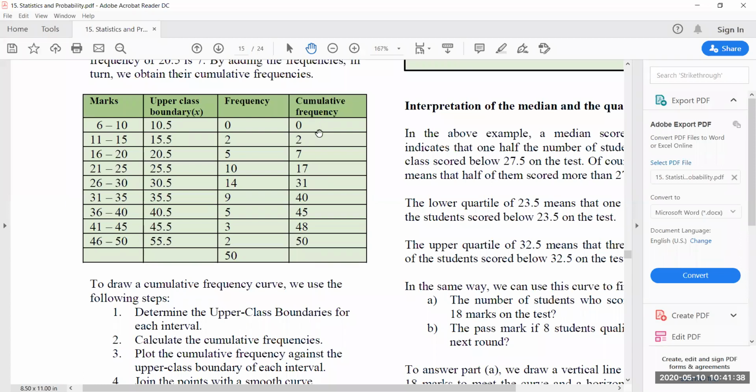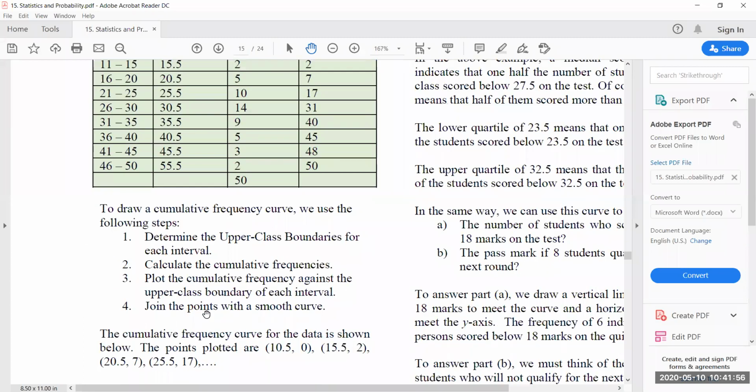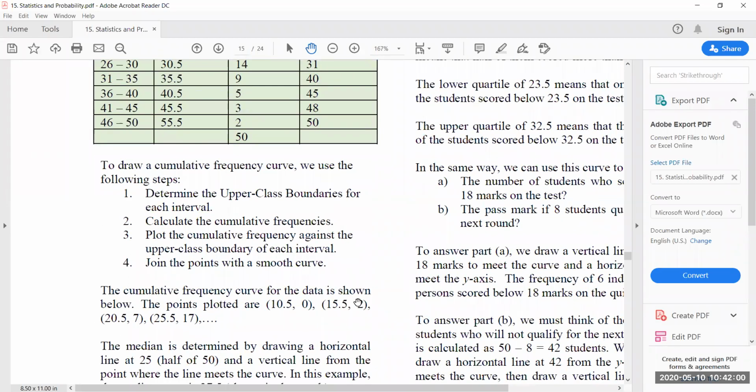The frequency always goes on the vertical axis or the y-axis, right? Again, the frequency, or the cumulative frequency in this case, always goes on the vertical axis or the y-axis. And the upper class boundary goes on the x-axis. Hence the reason I put x here, okay? Next, we join the points with a smooth curve. So let us determine the values then.